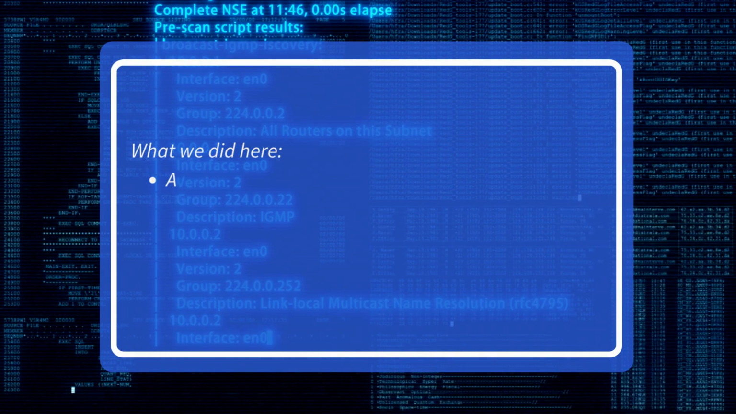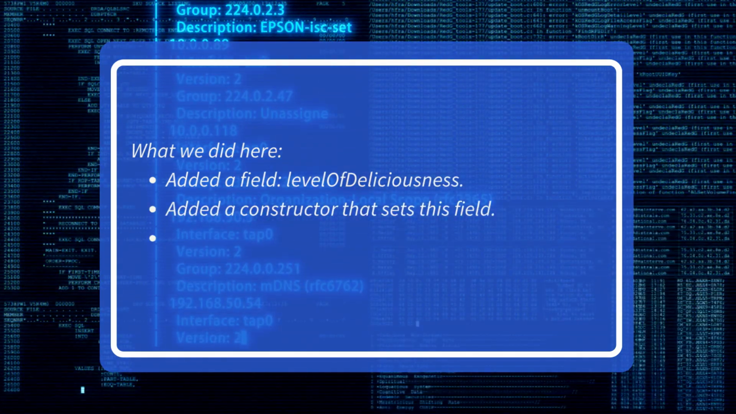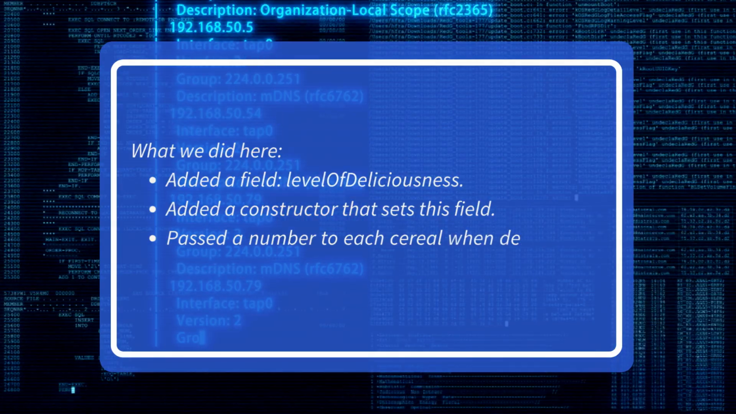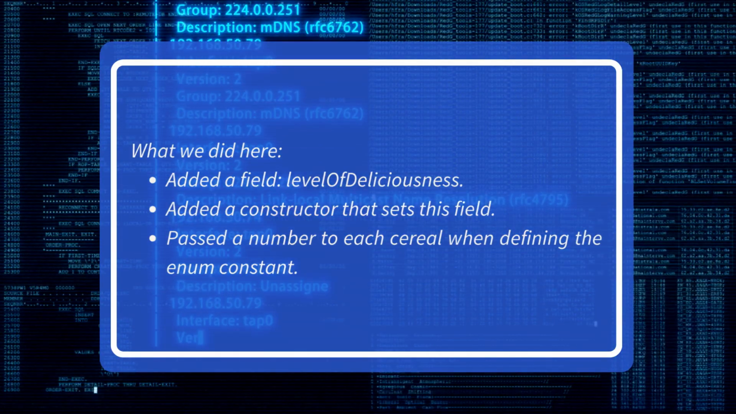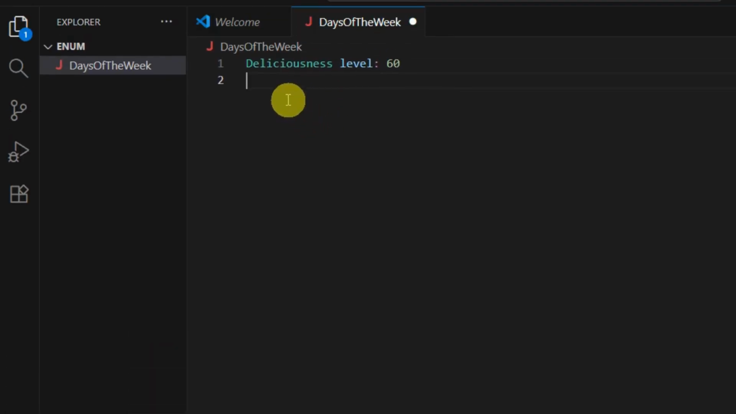What we did here: added a field, levelOfDeliciousness. Added a constructor that sets this field. Passed a number to each cereal when defining the enum constant. Back in our main method: public class Main, public static void main(String[] args), Cereals cereal = Cereals.FRUIT_LOOPS; System.out.println("Deliciousness level: " + cereal.levelOfDeliciousness). This will print deliciousness level 60 because that's the value we gave Fruit Loops.